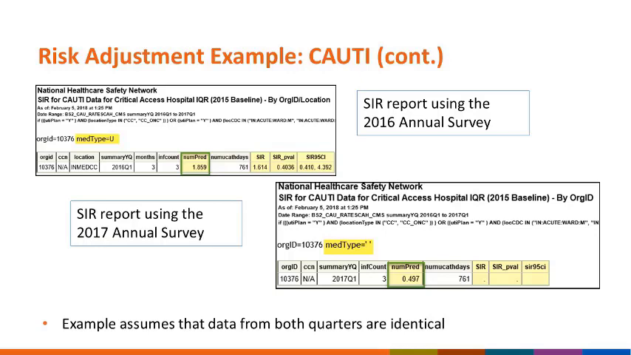The second table on the lower right is an SIR report from Q1 of 2017, but this facility has indicated no medical school affiliation on their corresponding survey. Please take time to compare the number of predicted events on each table. The row is highlighted in green on both of these tables.